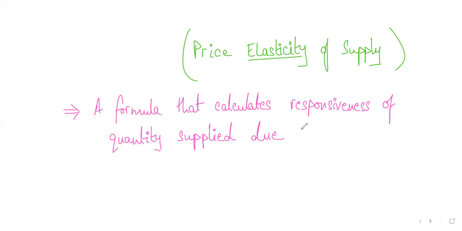Now think about this. When the price of a product increases, we do know that supply will always increase, right? So there's always a direct relationship between price and supply. We do know this due to the law of supply that we've already discussed. So the supply curve for any product is always upward sloping. This is what the law of supply says: the higher the price, the higher the quantity supplied.